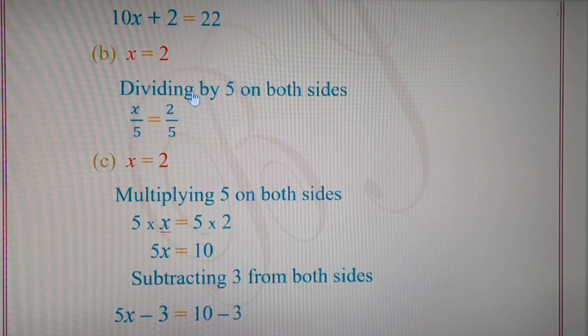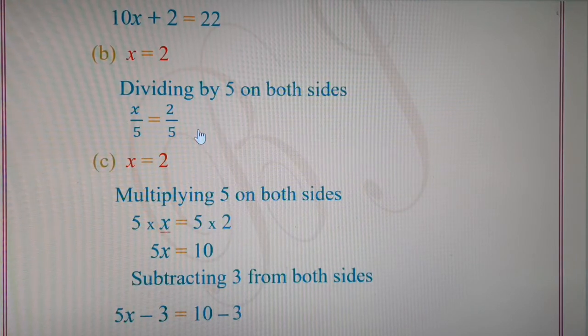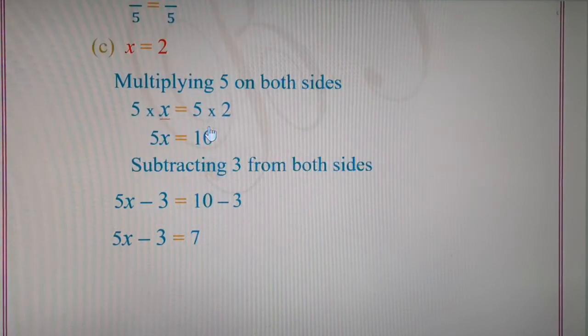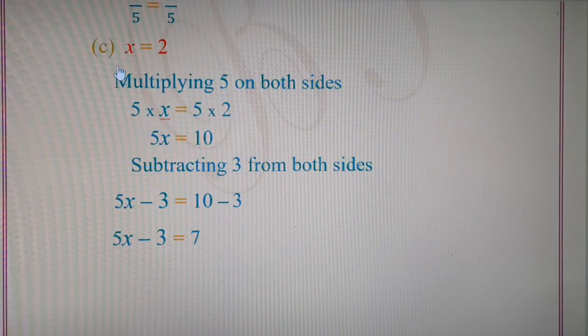So this we can call it an equation. x upon 5 is equal to 2 upon 5 will be our second equation. Let us go to the third equation. We have to formulate one more equation.